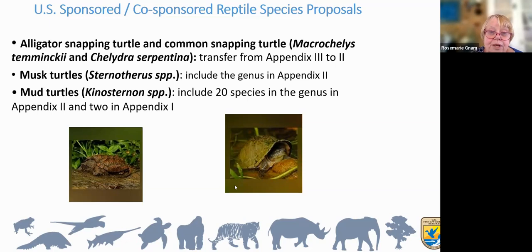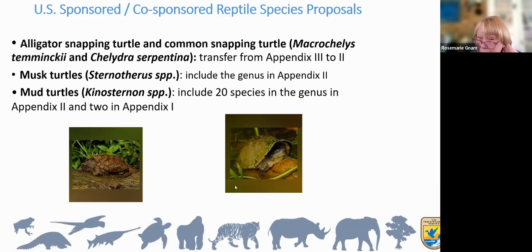We also had a proposal to include musk turtles in Appendix 2, and that proposal was adopted by consensus. And then there was a proposal that we co-sponsored with Mexico to include all 20 species in the genus Kinosternon in Appendix 2 and 2 species in Appendix 1. That one was also adopted by consensus.